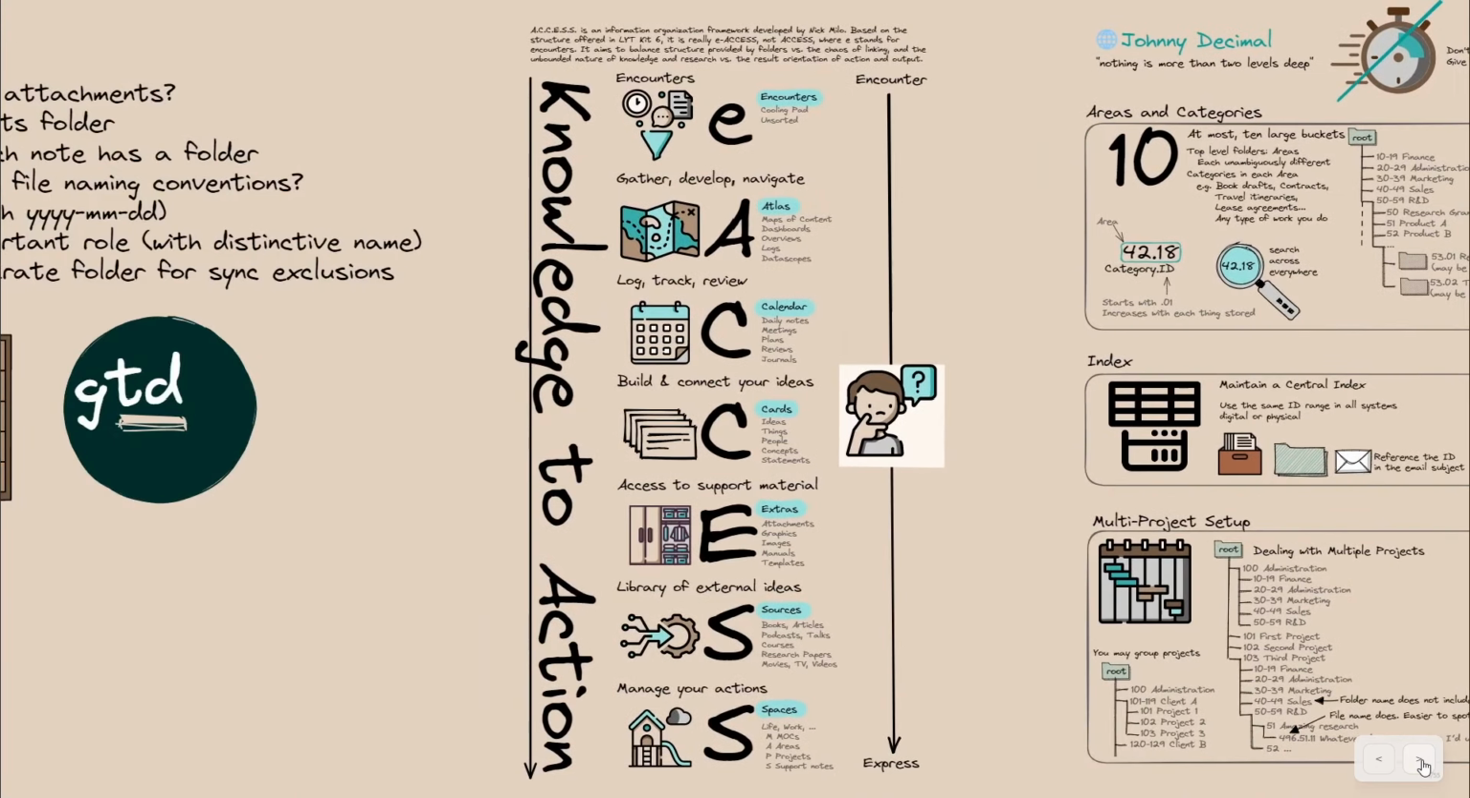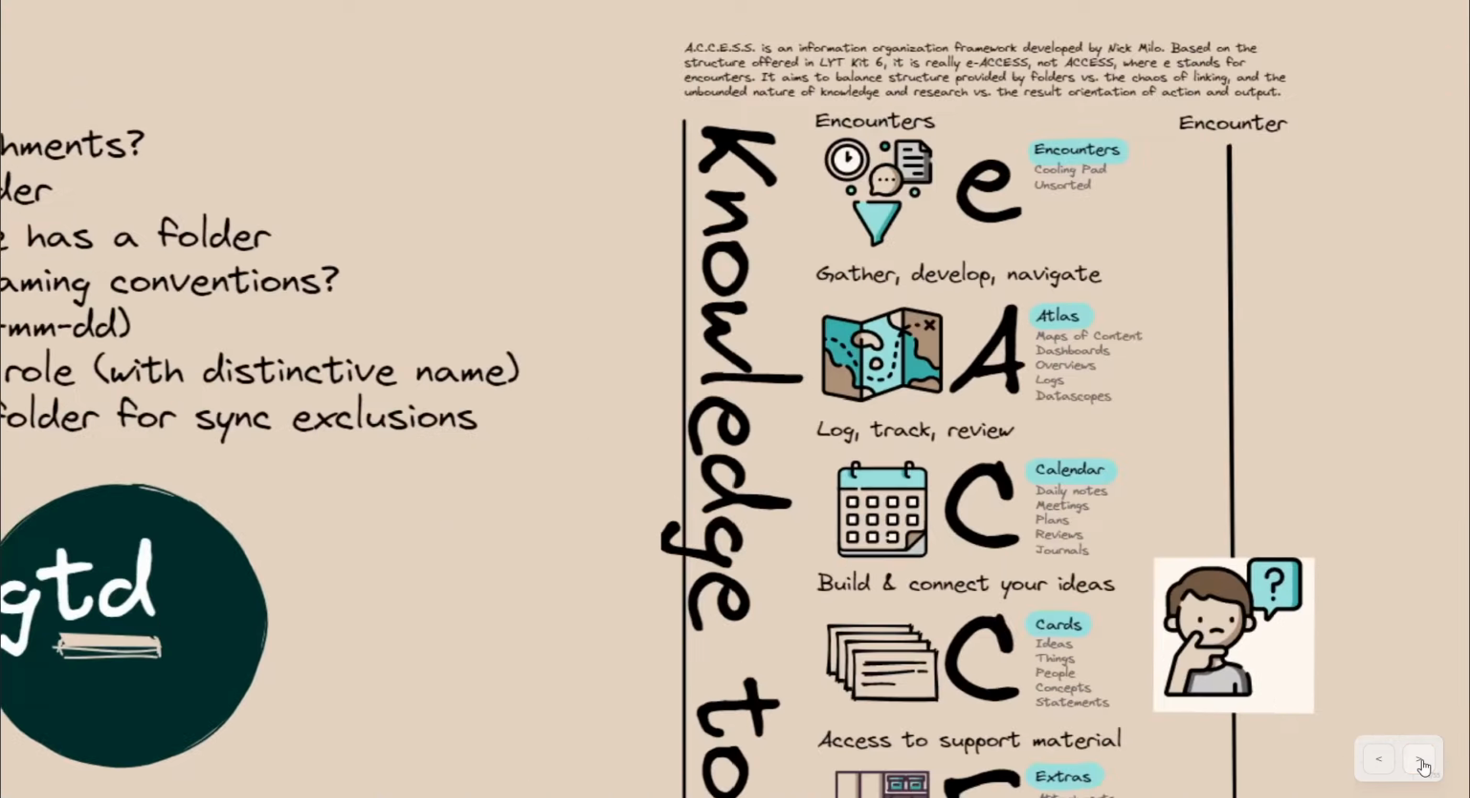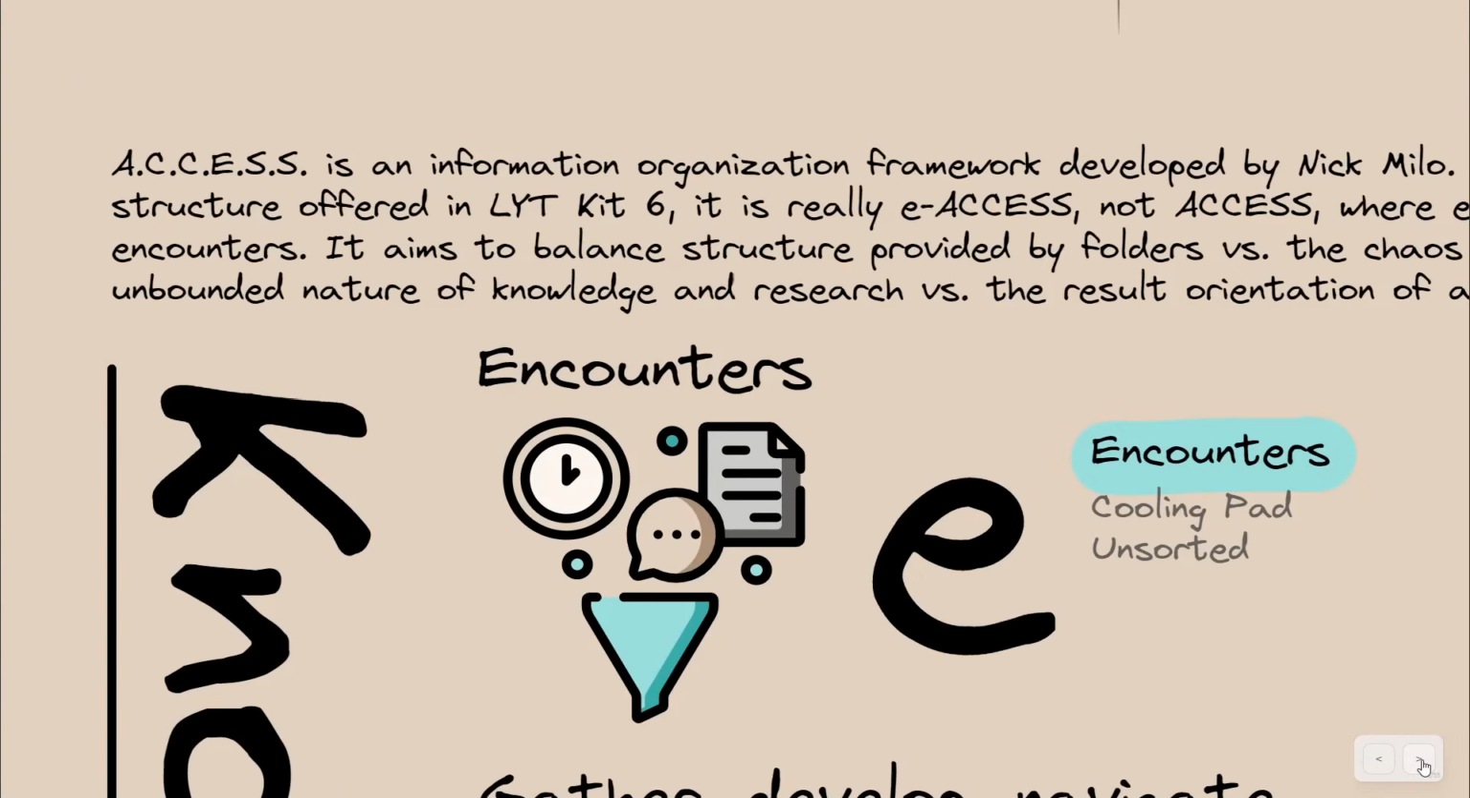ACCESS is an innovative framework for organizing your information created by Nick Milo. ACCESS stands for Atlas, Calendar, Cards, Extras, Sources, and Spaces. These 6+1 folders are arranged to maximize productivity and clarity. The 7th folder, Encounters, is introduced in the LYT Kit 6 and is designed to capture unsorted items. Because of the 7th folder, I'd argue that ACCESS should really be renamed to E-ACCESS.